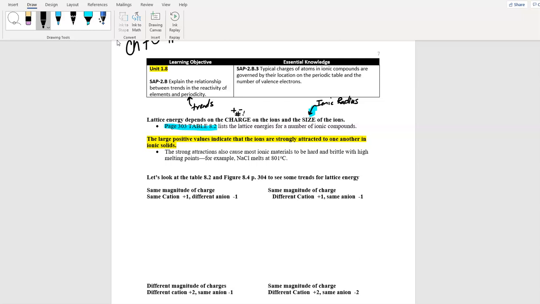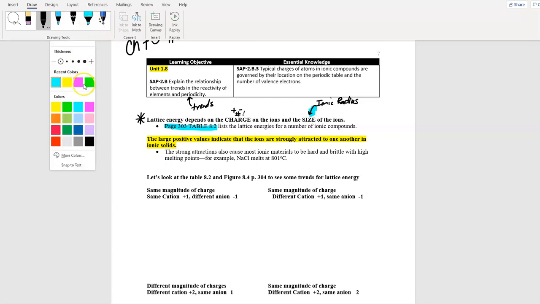So lattice energy is very, very important. It depends on two things. I'm going to highlight that in a different color because I want you to understand how big that is. So page 303, have some numbers in front of you, because I'll try to do my best with some numbers. List the lattice energies for a number of ionic compounds.